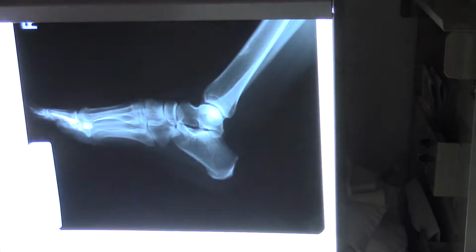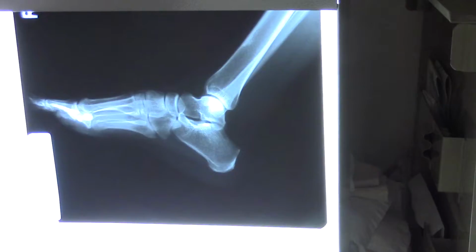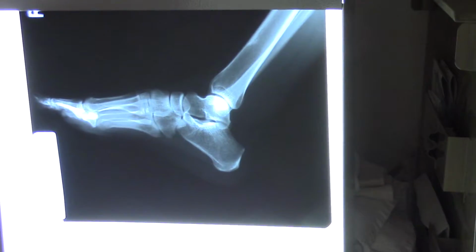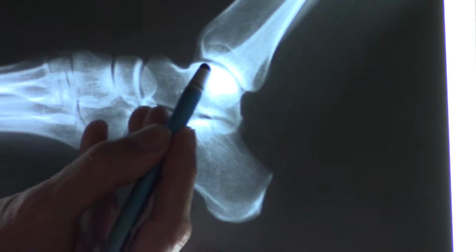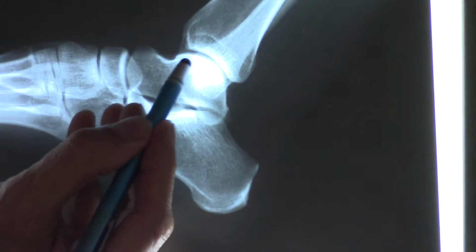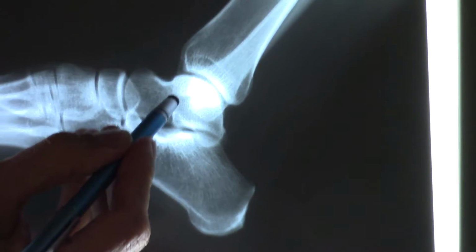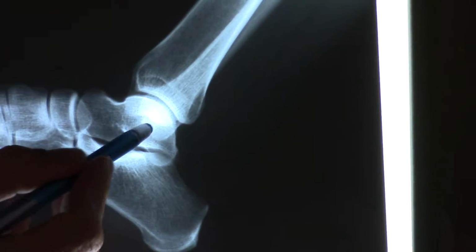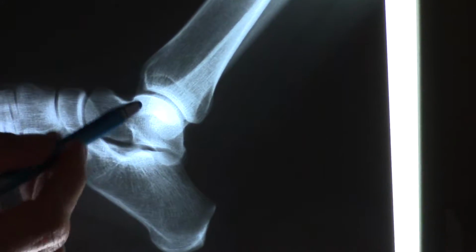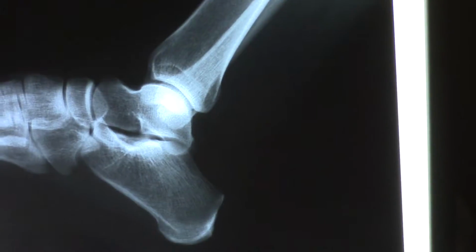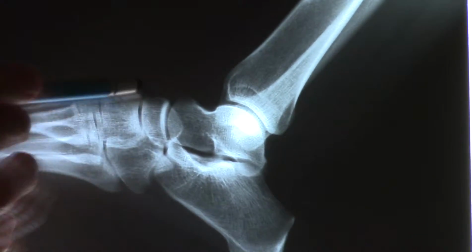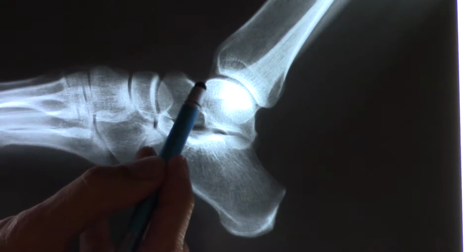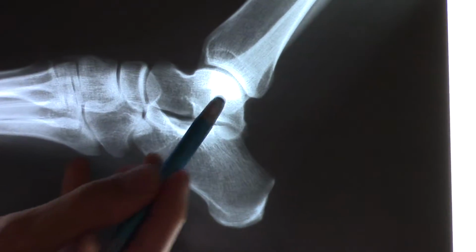Now, this x-ray is an x-ray of Anna. We just took it. This is the talus bone right here. It's a dome-shaped structure. This is the most important bone in the ankle and foot. This is the bone that if you experience ankle pains or foot pains, when you go to the examination, the examiner should be focusing in on this bone right here. This is the talus bone.